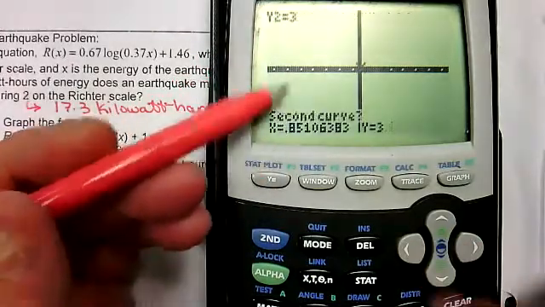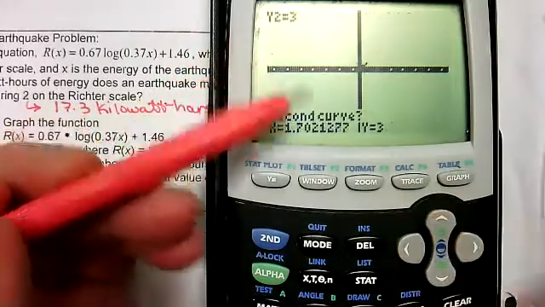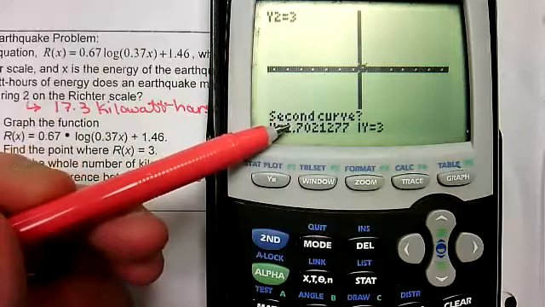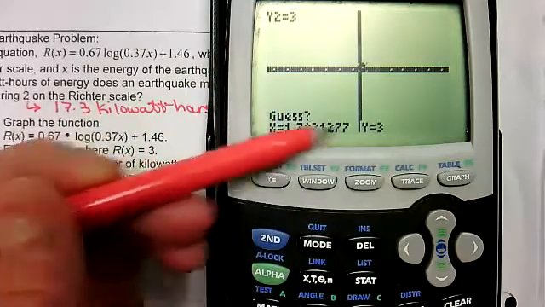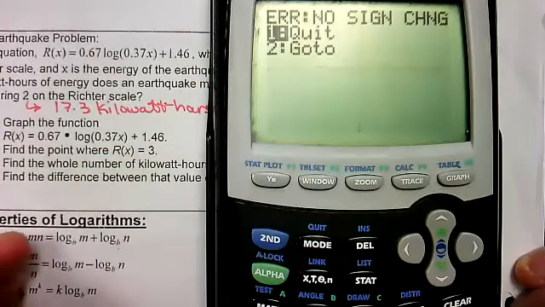There we go. And then I'm going to choose my second curve, and I want to be somewhere on my second curve here. So I'm going to hit enter. Okay, and then it says, hey, do you want me to guess where this intersects? Hit enter again. And that's going to give us a point.